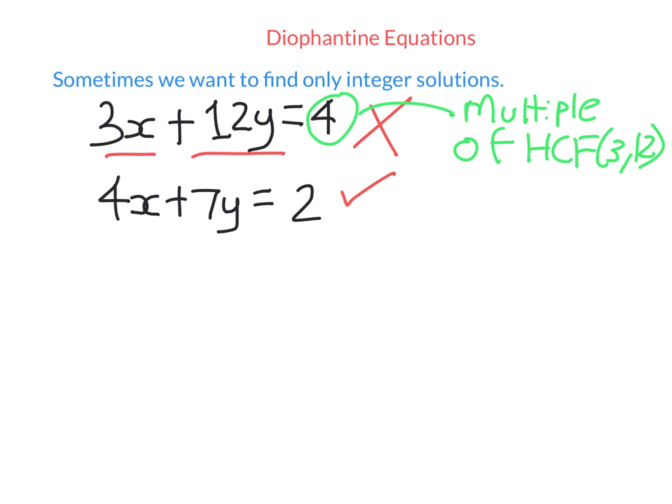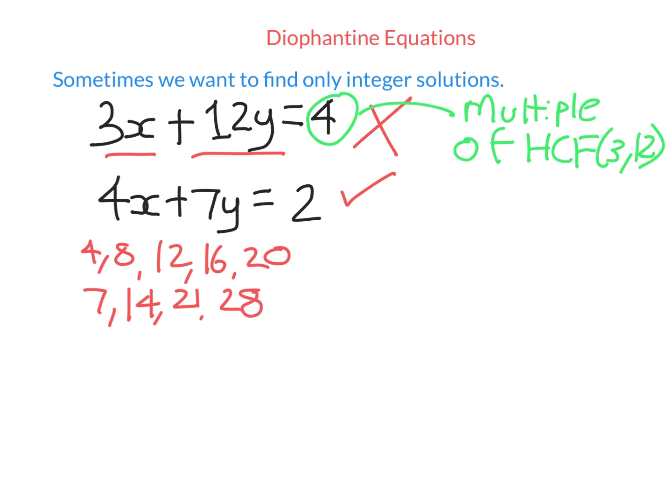So for example, if we go through the multiples of 4, we can just write out a few. So we got 4, 8, 12, 16, 20. You can keep going as much as you want. For 7, we've got 7, 14, 21, 28, and so on. Notice here that we have a multiple of 4 that's 2 more than a multiple of 7. So we can have 16 minus 14 equals 2.